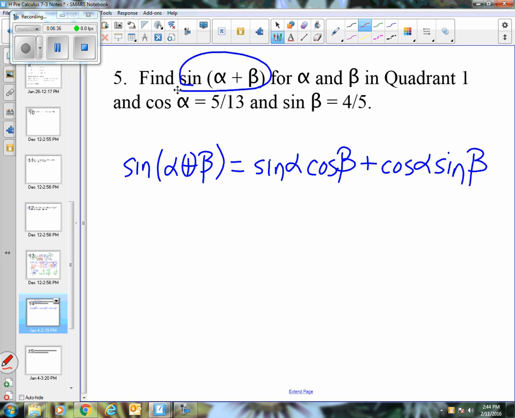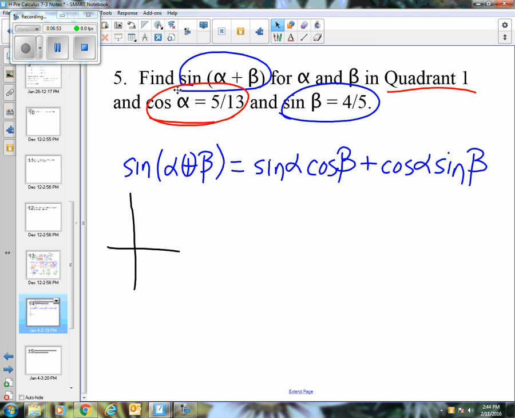And what do we know about the angles? They're in quadrant 1. Fabulous. And I know some information about each of them. I know something about alpha, and I know something about beta. So that's what I'm going to use to draw my pictures. And remember, if you go into another quadrant, you're going to have to keep track of signs, positives and negatives. We're just trying to start with nice quadrant 1 for now.